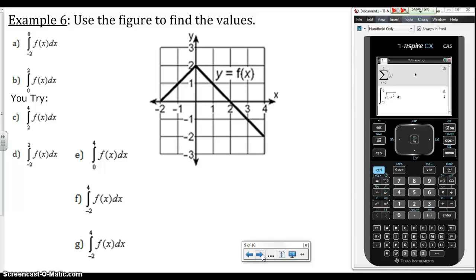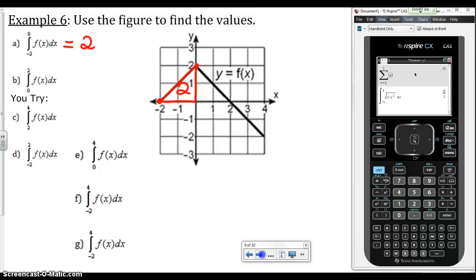All right, in this last example, we're going to do a very similar idea. We want to use the picture to find integrals, and again, you've got to think integral means area. So for the first integral, we want to go from -2 to 0. So we're finding the area between the curve and the x-axis. That's a nice triangle shape. If you think triangle is a half base times height, this triangle has a base of 2 and a height of 2. 2 times 2 is 4. So half of that is 2. So this triangle has an area of 2. So my integral also equals 2.